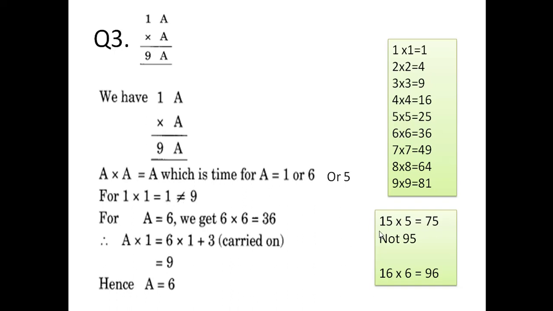So that has not worked out. Then let us take 5. In the question you have 1a, no? So we write 15 into 5 equals 75 and not 95. So this is also wrong. Then take 6. 16 into 6, so it is 96. So this gives the answer equal to the question, 9a. So 6 is the correct answer. So the a value is 6.